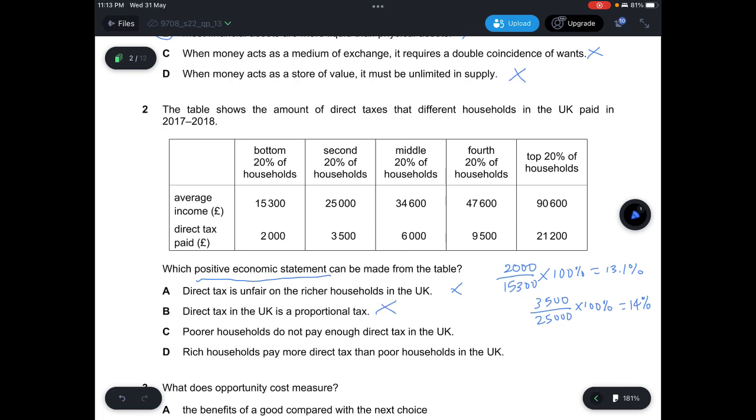C says poorer households do not pay enough direct tax in the UK, which is not correct. And D says rich households pay more direct tax than poor households in the UK, which is correct because indeed it's a progressive tax. If you earn more income, then you have to pay more taxes. You need to pay more direct taxes. So yes, D is correct.